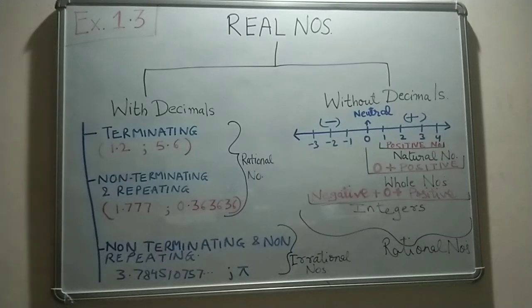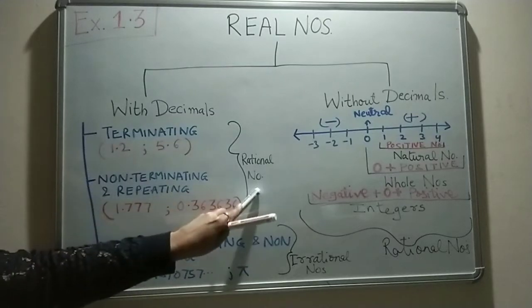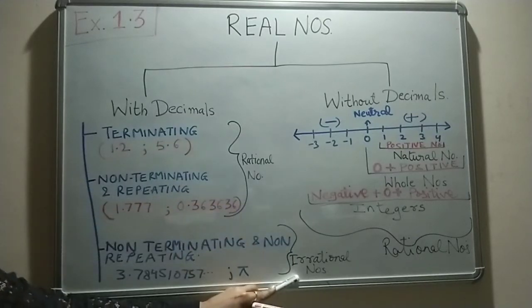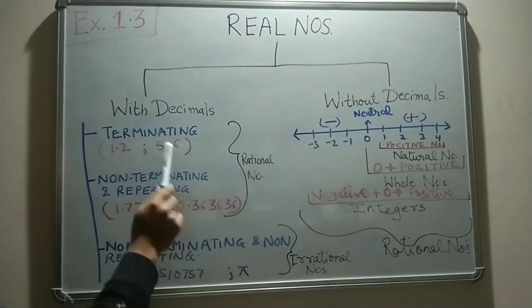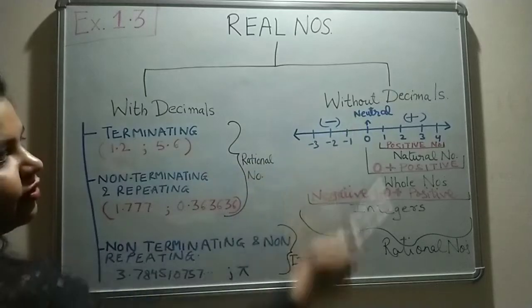Real numbers are the group of numbers which includes both the rational numbers as well as irrational numbers. As you are seeing this chart, I've made it for your convenience. Please note it down in your rough copies or whichever copies in which you are maintaining your notes, because it will be very helpful for you all. Real numbers can be distinguished as with decimals and without decimals.